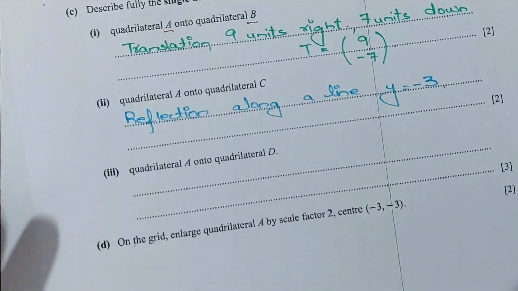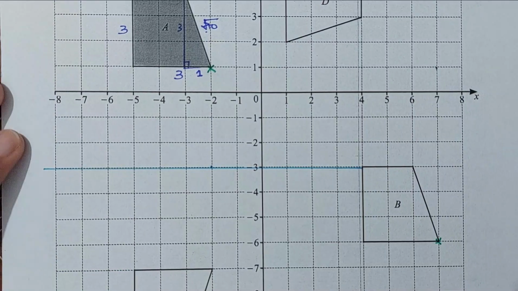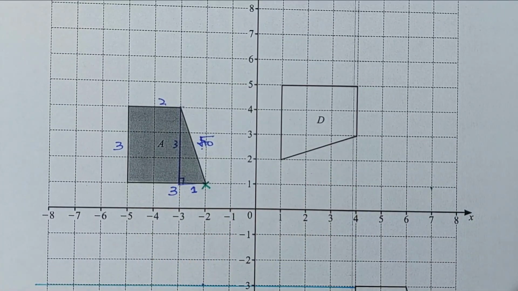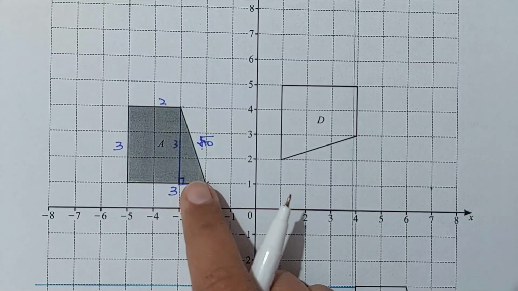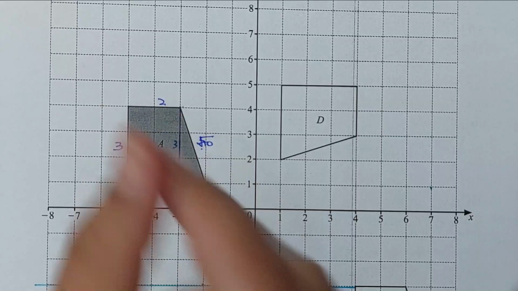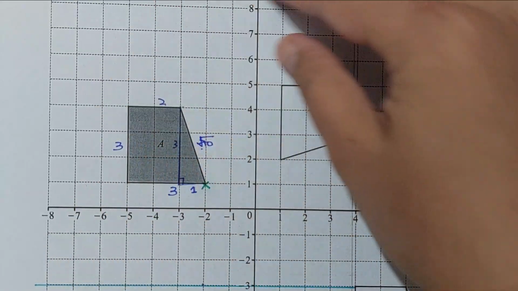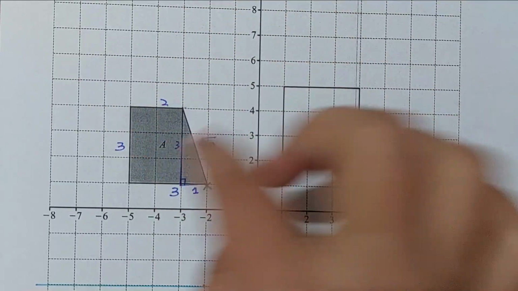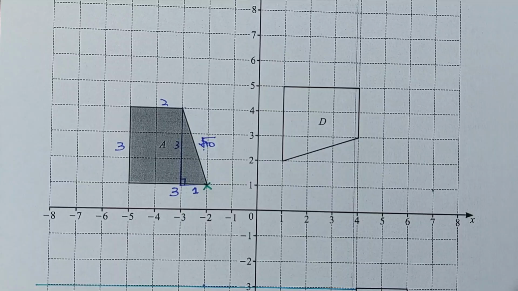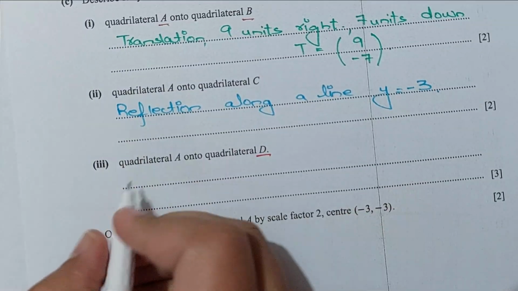Right. Now for the third part, quadrilateral A onto quadrilateral D. A onto D. Okay, you can see A to D, it's a rotation. Obviously, it is rotated some units. Okay, so this is 2 units. If I fix this, this becomes rotated to over here. So it is a clockwise rotation of 90°, and we have to find the center of rotation. Let me write this down first and then we will find the center.